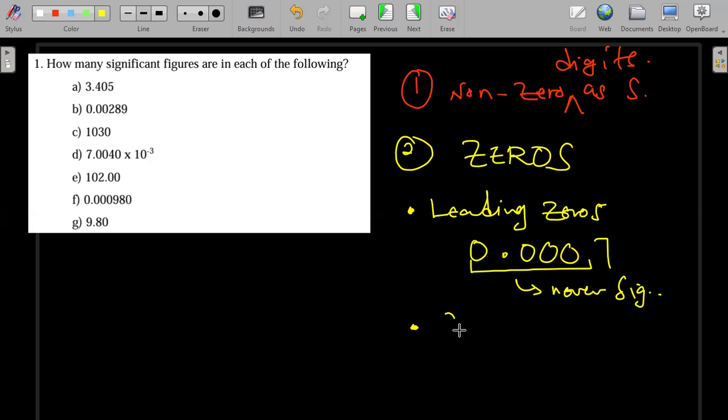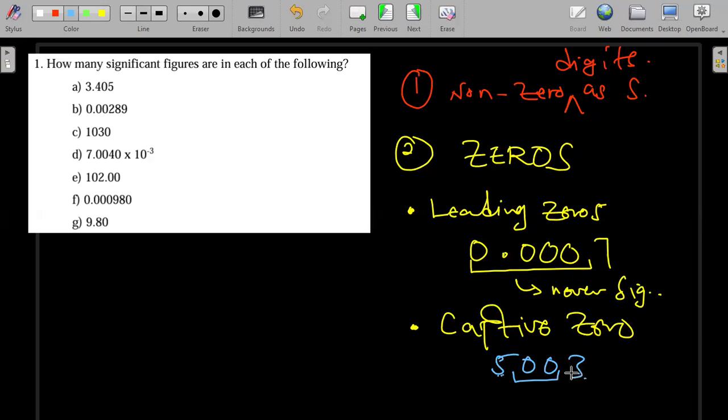The other one is what we call a captive zero. These captive zeros are zeros in between non-zero digits. For example, if I have 5, then 0, 0, and then maybe 3. These 2 zeros here are between two non-zero digits, this 5 and this 3. So we call them captive zeros, or in some books, captured zeros. These captive zeros are always significant. Whenever you see a captive zero, just know that it's significant.